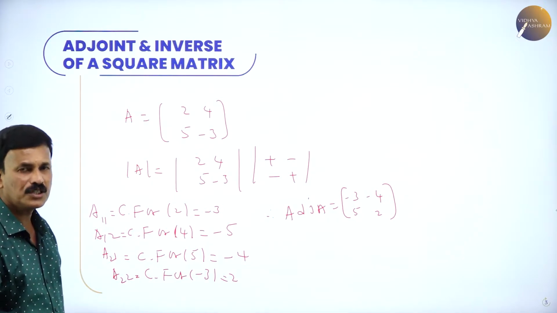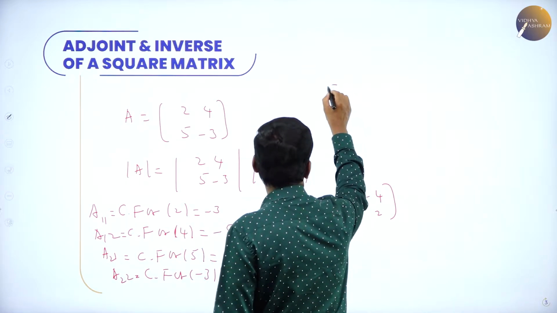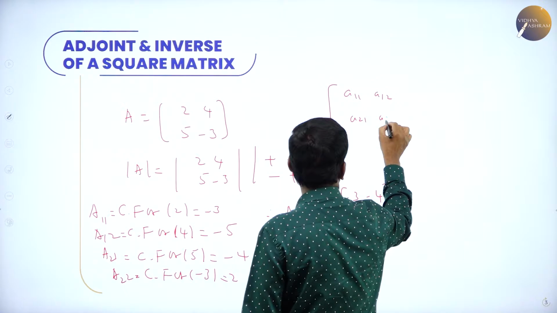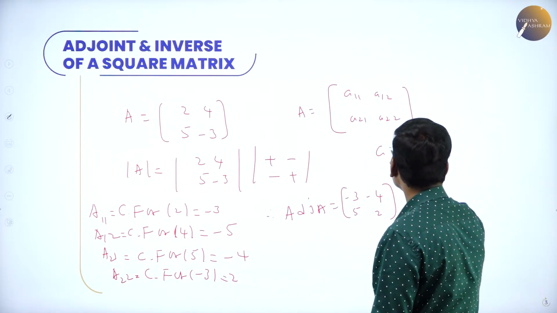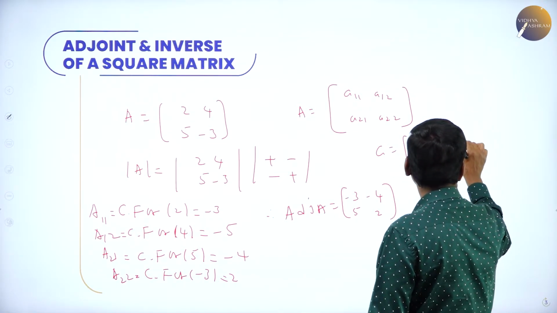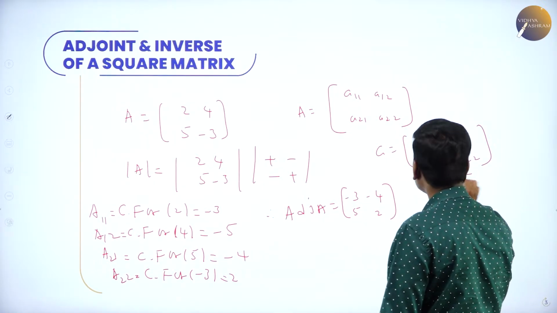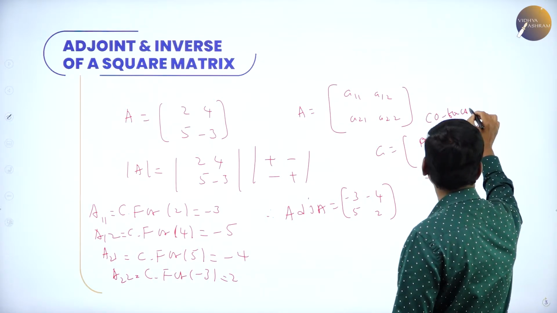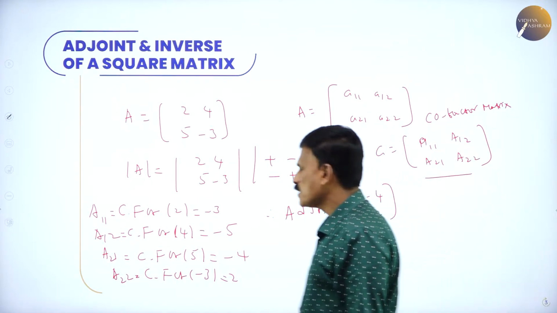A22, A11, A22 is nothing but the cofactor of small a11. So suppose if A11, A12, A21, A22 is a matrix, then the cofactor matrix C is equal to, instead of small, capital A11, A12, A21 and A22. This is the cofactor matrix. Right, so very simple.